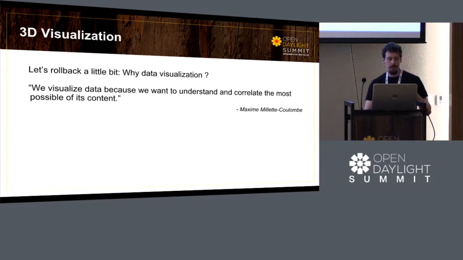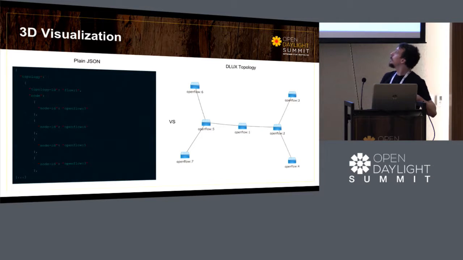So if I can show a little example, if you start a server with Mininet and try to connect it with OpenDaylight, you will be able to see something like the picture on the right if you open it in DLUX. You'll see that it's pretty easy to understand what's going on. You have 7 flows and you easily see what the links are.